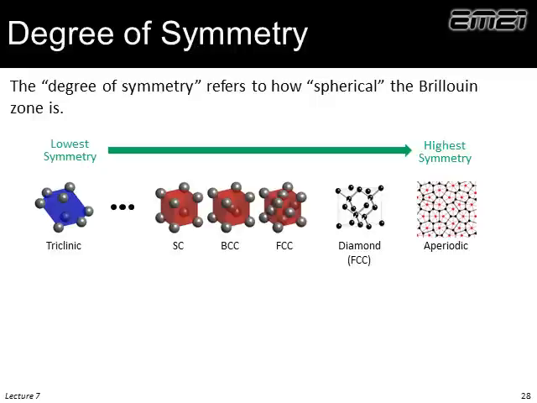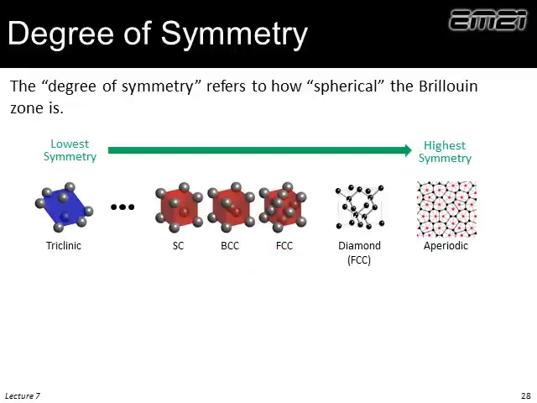The lowest symmetry is the triclinics. We have all your other lattices, and then the highest symmetry lattices are your cubic symmetries. And then even ranking those in order, simple cubic has the lowest, then body-centered, then face-centered cubic.